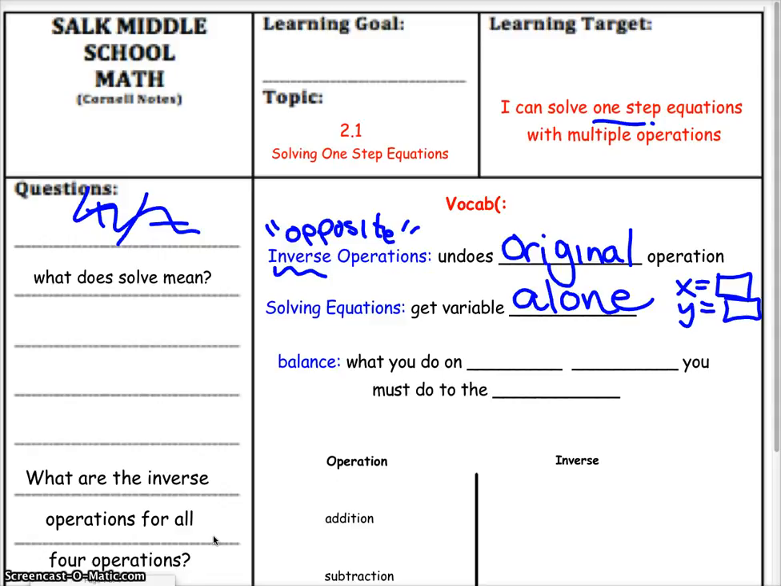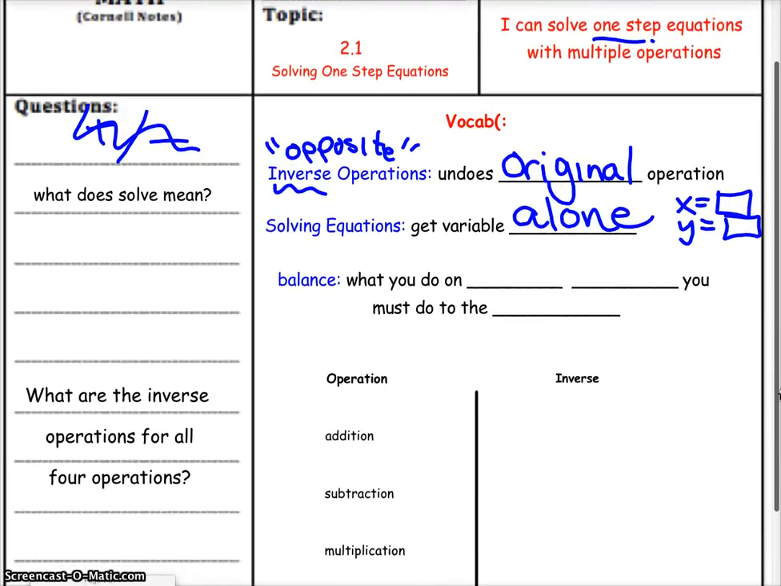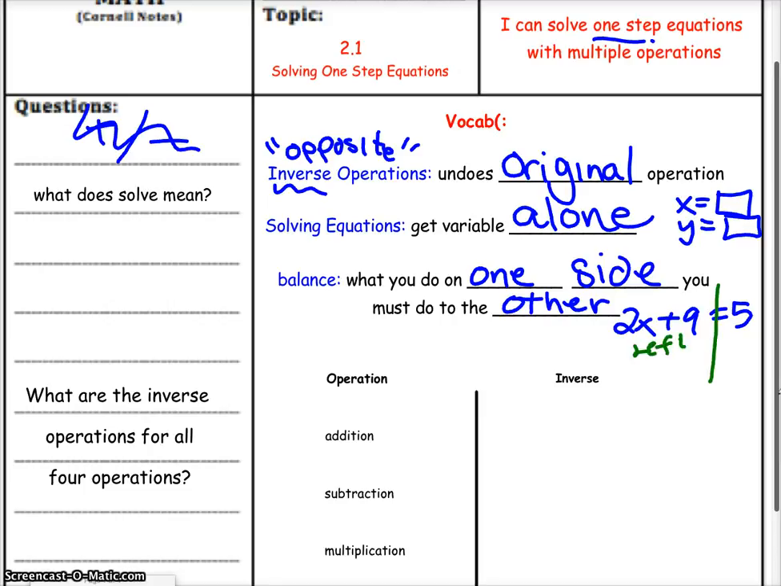Balance just means with algebra you have to maintain balance in an equation. It says what you do on one side, you must do on the other. So there's two sides to an equation. Let's make it 2x plus 9 equals 5. There's a left side and there's a right side. Whatever you do to the left side, you have to do to the right side. That's all it means.